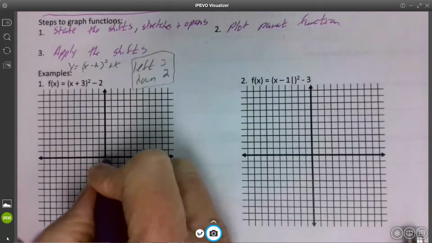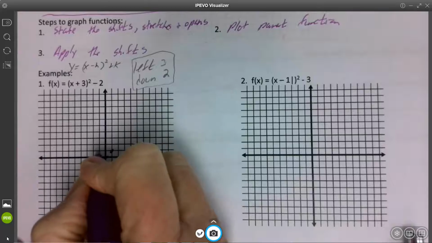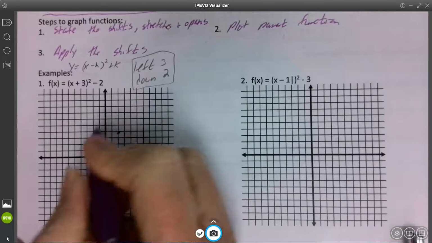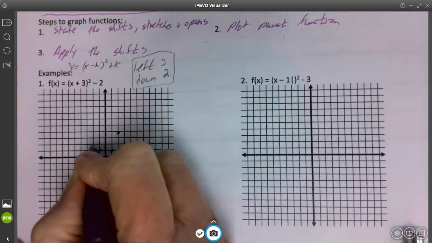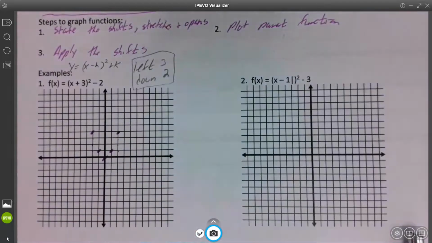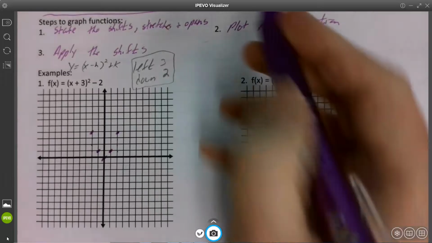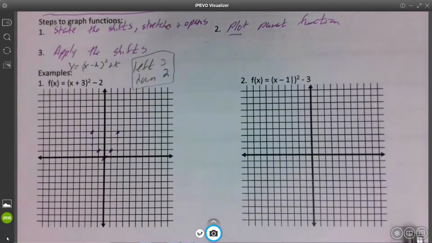The parent function is (0, 0), (1, 1), (-1, 1), (2, 4). So I've just plotted y equals x squared. I'm just going to plot the points. Don't draw it in, that gets too confusing. Just plot the points, plot the parent function. Now we're going to apply the shifts.